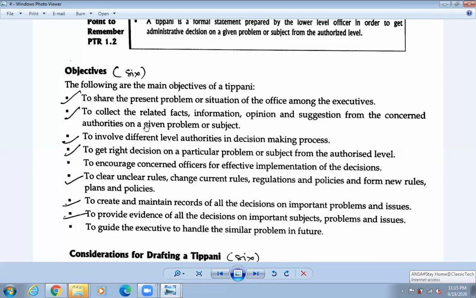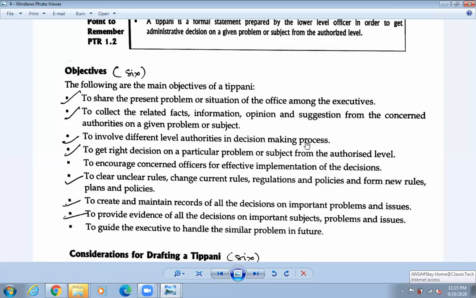Next is to collect the related facts, information, opinions and suggestions from the concerned authority on the given problem or subject. What are their opinions, what is the information, what are the suggestions, from the lower level and the upper level? So this tipni is written by the lower level staff, to involve the different level authorities in the decision making process.